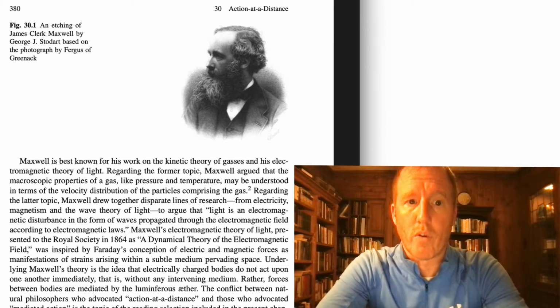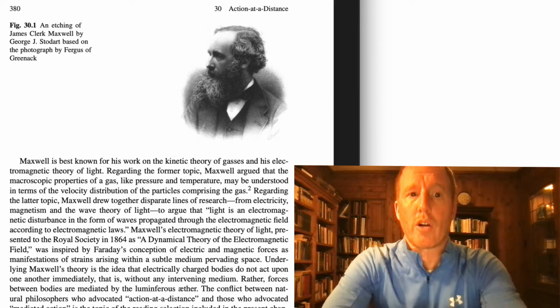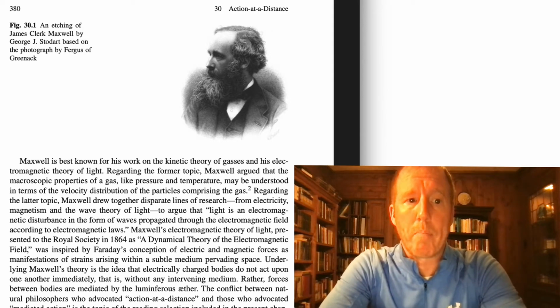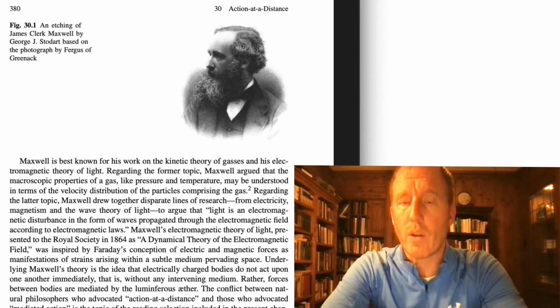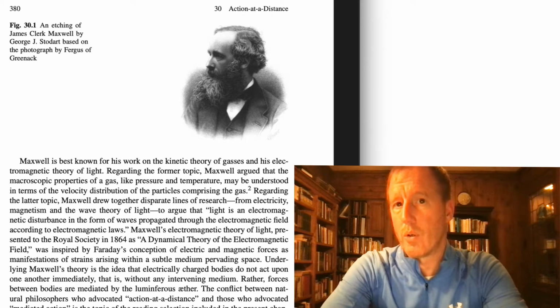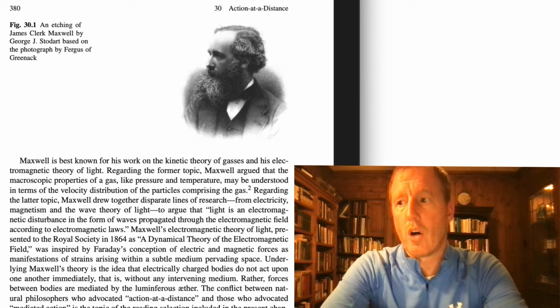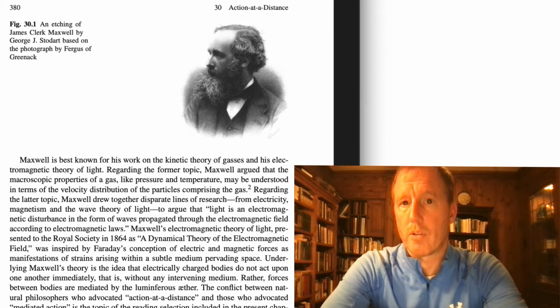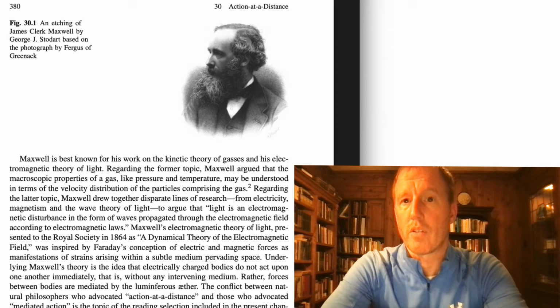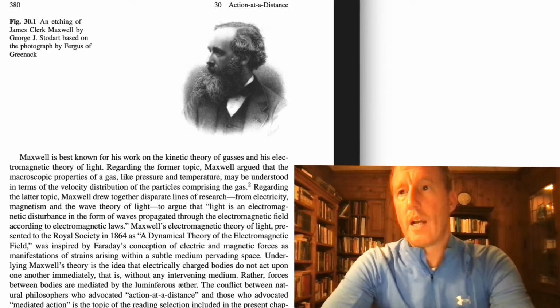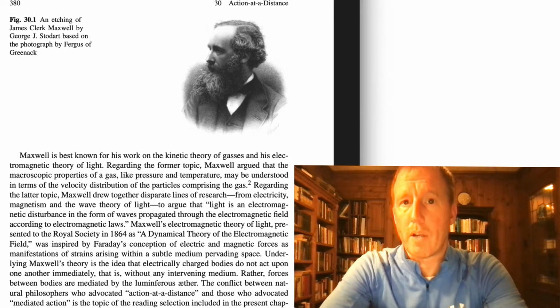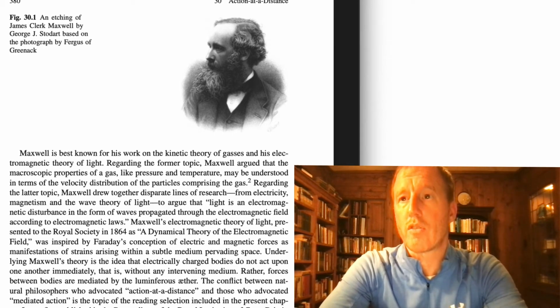So first, on the former topic, the kinetic theory of gases, Maxwell argued that the macroscopic properties of a gas, like its pressure and its temperature, may be understood in terms of the velocity distribution of the particles comprising the gas. What that means is that we have these common sense notions of the temperature and pressure of air, for example, in a balloon. And he said all of those properties, pressure, temperature, volume, and so on, can be understood in terms of this atomic theory, that is, treating the gas as a collection of particles that are zipping around with a particular distribution of speeds.